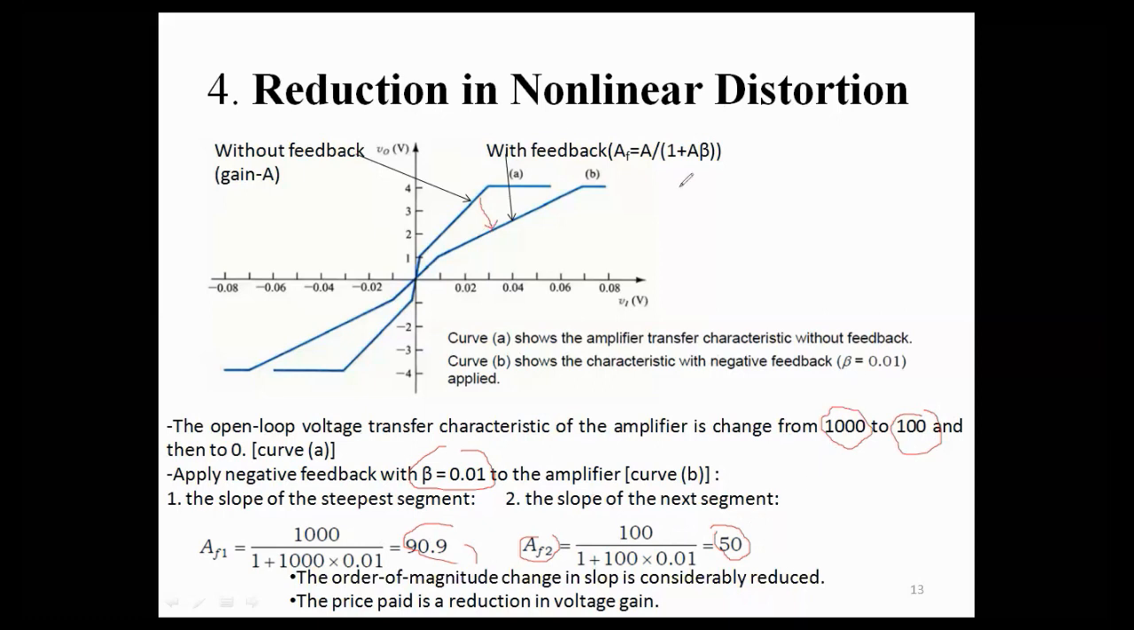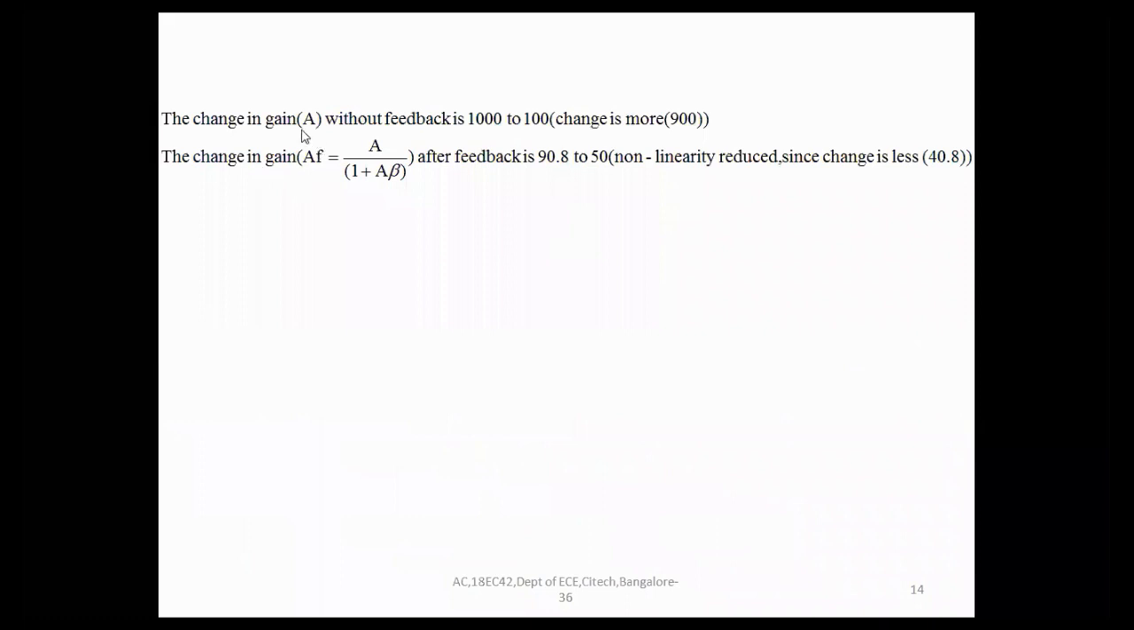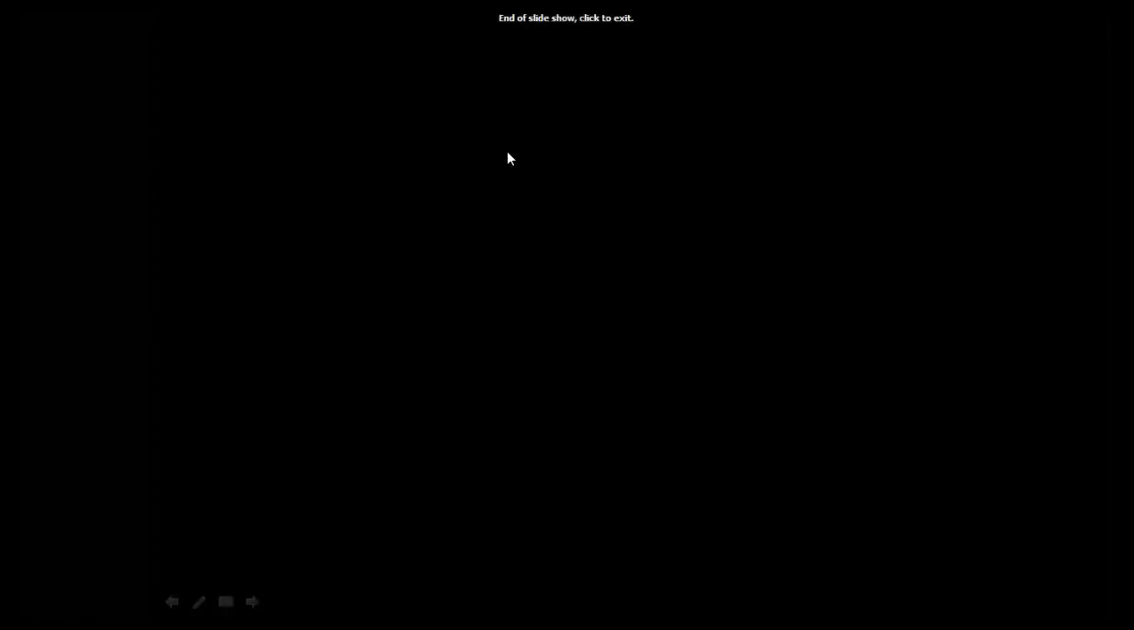Now, what is the percentage change? Here you see the change in the gain without feedback is 900. The percentage change after connecting the feedback is 40.8. Without feedback there is more nonlinear distortion, and here it is reduced. So this is called reduction in nonlinear distortion.